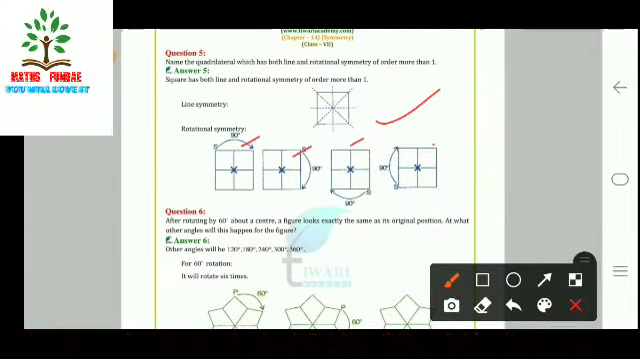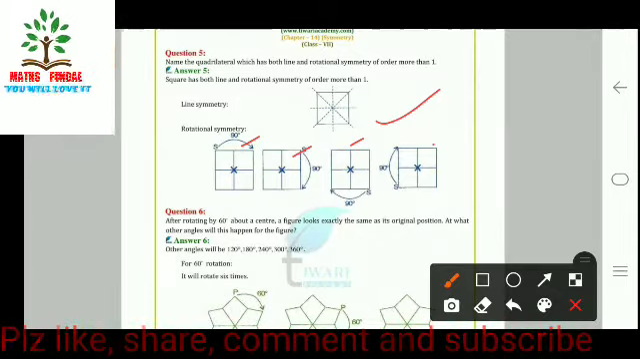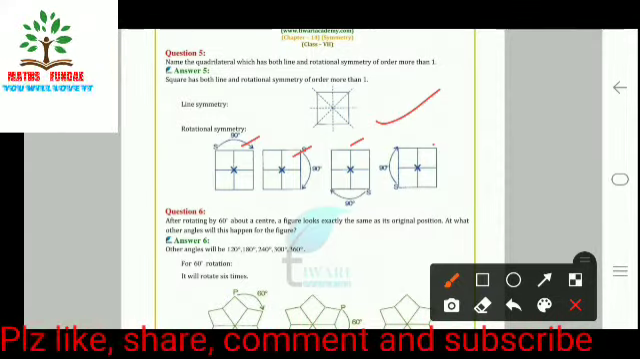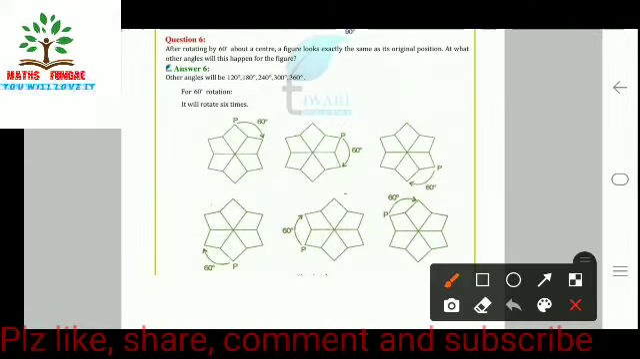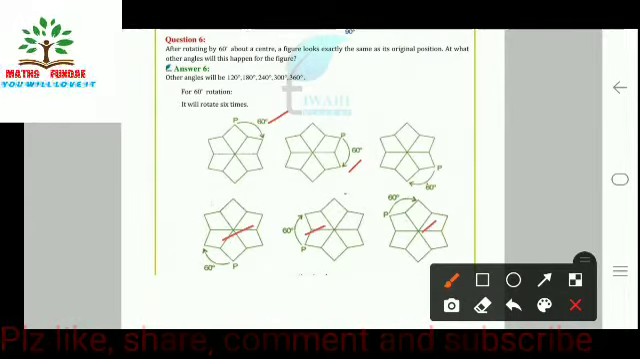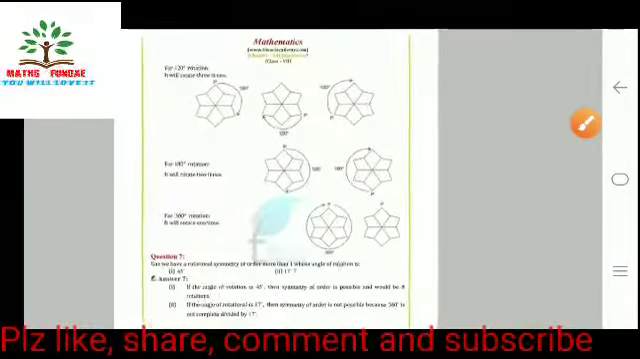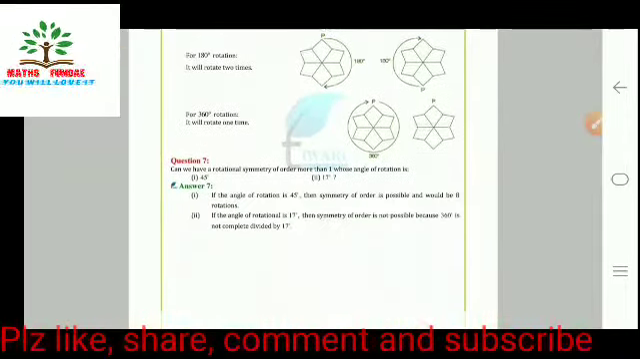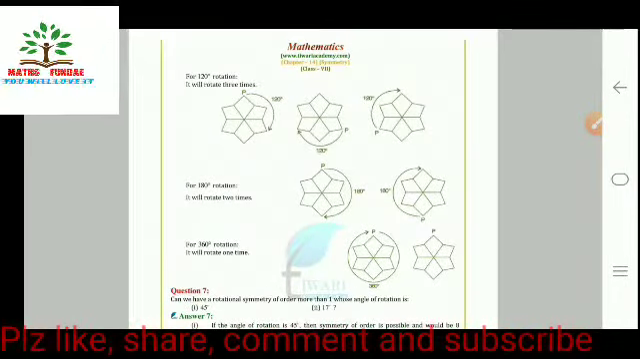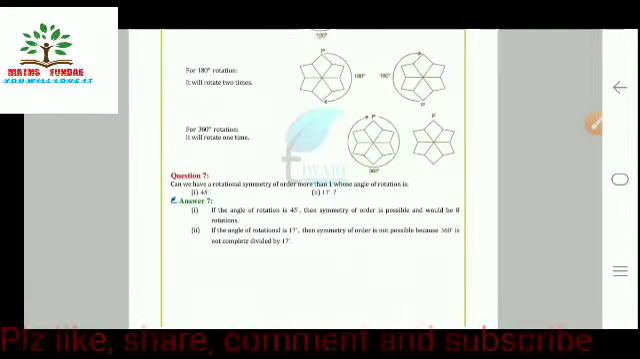Then question number 6: after rotating by 60 degrees about its center, a figure looks exactly the same as its original position. At what other angles will this happen for the figure? Looking carefully at this figure, we can see that at 60, then again 60, six times we get the same figure. Then at 120 degrees also we get the same figure, at 180 and at 360 the same.